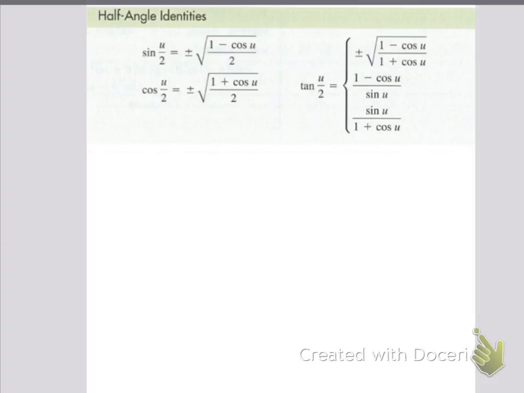Here are our half angles. So now instead of u, it's u over 2. So there are our half angle identities. And again, look at tangent. Tangent of u over 2 can be written a lot of different ways. And again, how do you know which one to use? It'll depend on the problem.